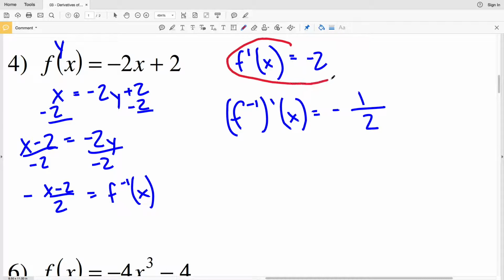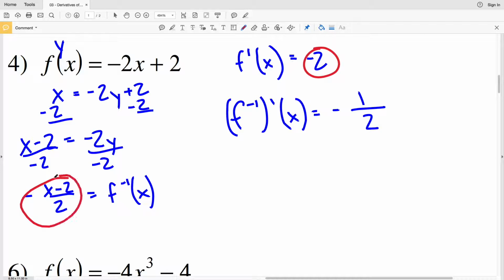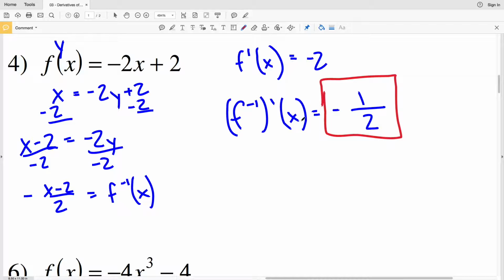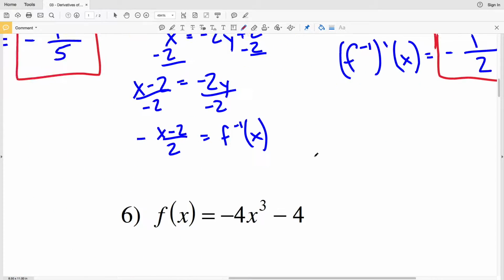So if we would have taken the derivative first, we would have seen that it's a constant, therefore we cannot plug in our inverse function. So it would just have been -1 over 2 from the start. Now let's look at number 5.